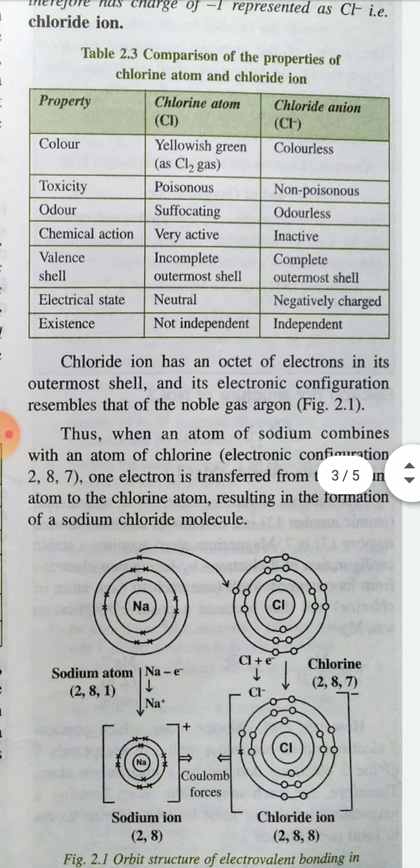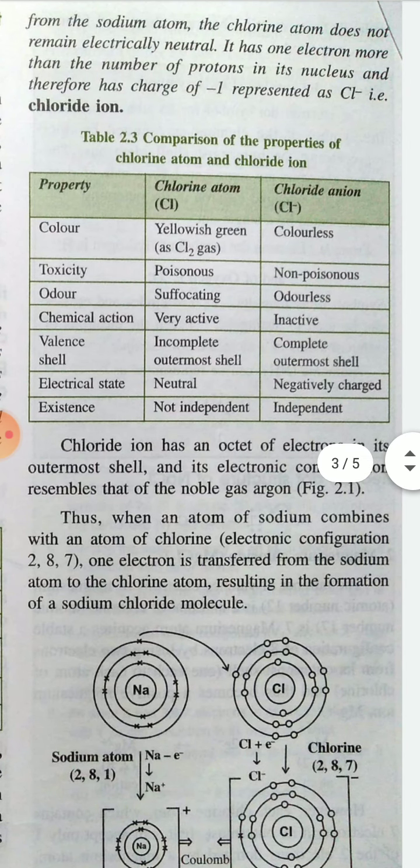Here also is a comparison between the Cl- ion and the Cl atom. The chlorine atom is yellowish green, but the Cl- anion is colorless. Second point, toxicity: the chlorine atom is poisonous, but the chloride ion is non-poisonous. Odor: the chlorine atom has a suffocating odor, but the chloride ion is odorless. Chemical reaction: the chlorine atom is very reactive, but the chloride anion is inactive.